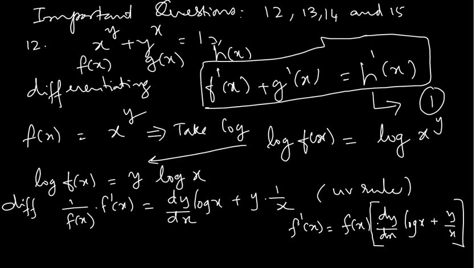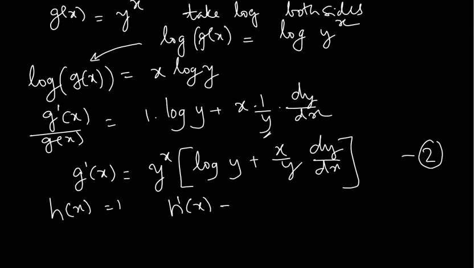Differentiating both sides. 1 by f of x, f dash x equals to, this is UV rule. Differentiation of y is dy by dx. Then you have to write log x, because u dash v, that's log x, plus u, which is y, v dash is log x differentiation 1 by x. That's the UV rule we used. So f dash x equal to f of x, because this one from the denominator goes to this side, f of x multiplied by dy by dx log x plus y by x. So f of x is outside.